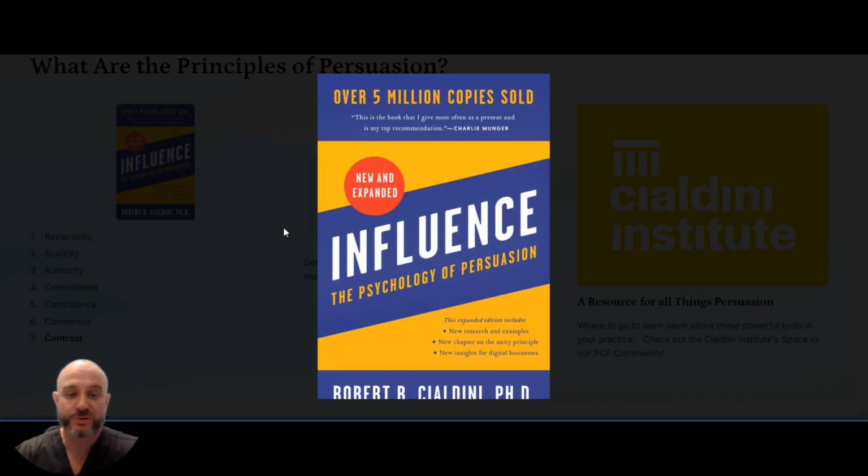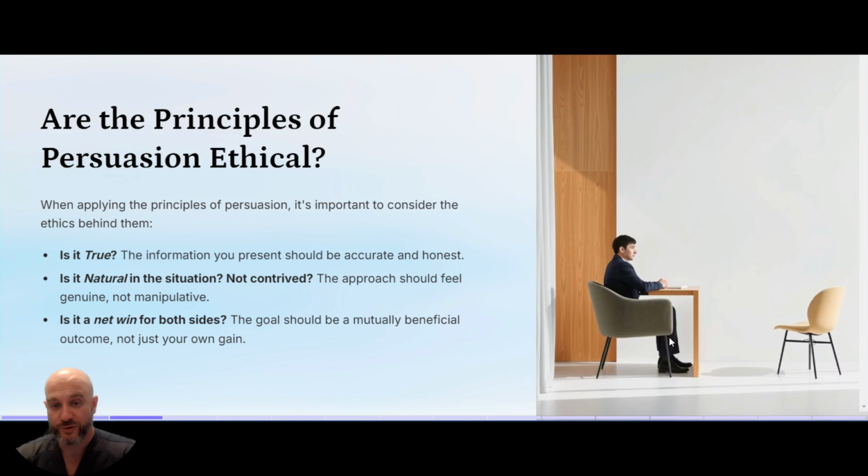By identifying these principles of persuasion, you can actually better influence people to make various kinds of decisions. First and foremost, is what you're trying to tell a person, or use the principles of persuasion with, true? Is the information you present accurate and honest? The approach should feel genuine and not manipulative. One of the good principles of persuasion that can be used in marketing is what's called scarcity.